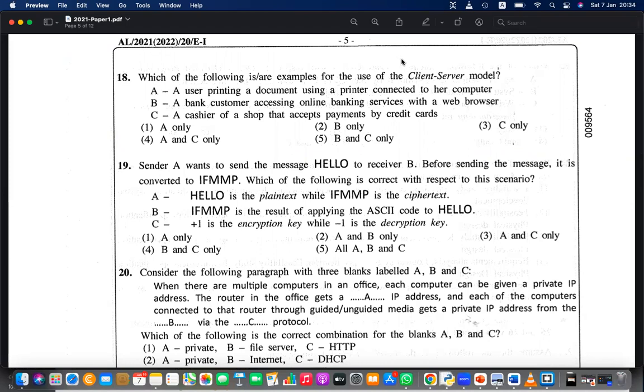Okay, I agree. Your answers are correct. Question number 19.